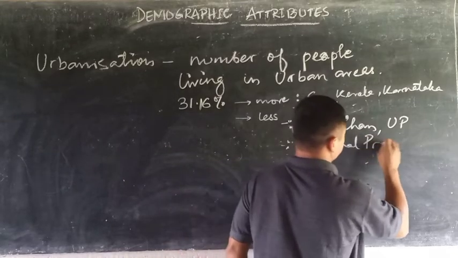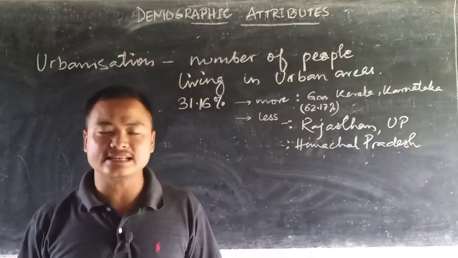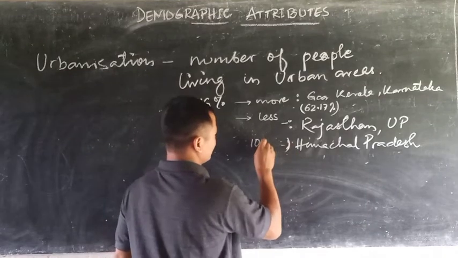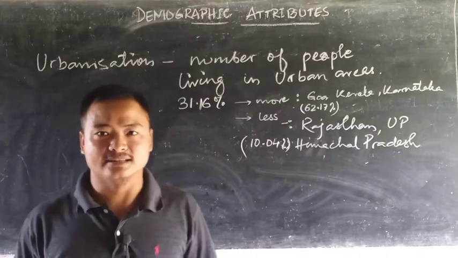In this regard, we can consider one of the states, Himachal Pradesh, the state in India which has the least urban population with just over 10%, with only 10.04% of the population residing in the urban areas.